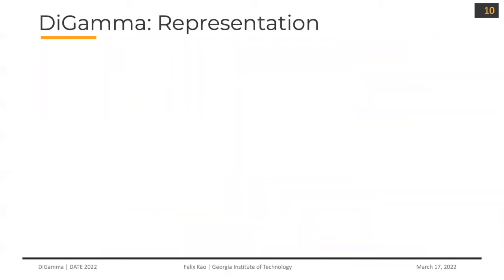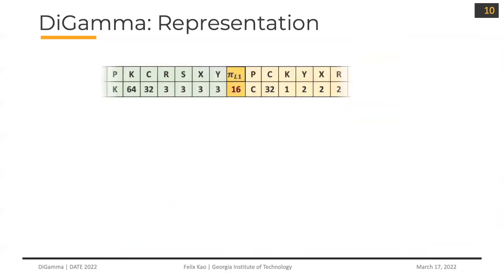Now let's look at the representation of DiGamma. The entire series will infer an accelerator architecture point, which includes the hardware and mapping part. First of all, let me briefly introduce our notation. K and C mean the output and input channel, and Y and X mean the height and width of the input. R and S mean the height and width of the weight.